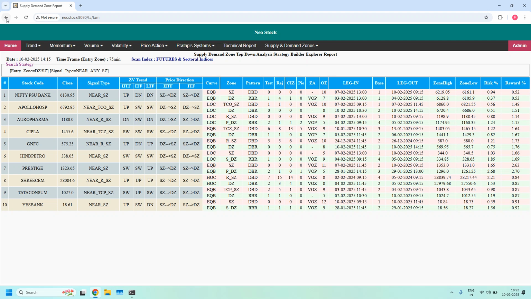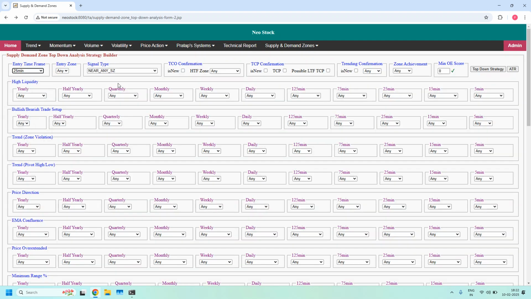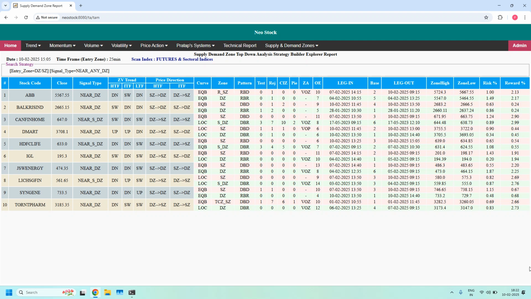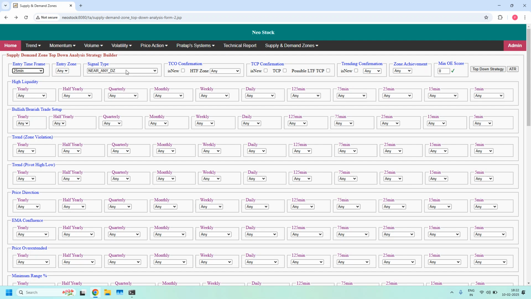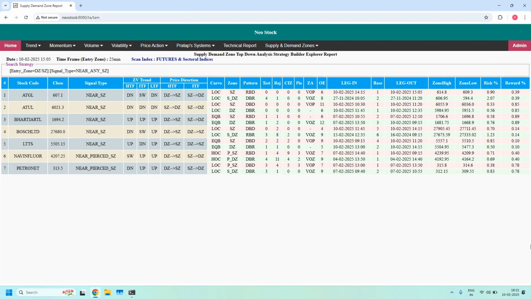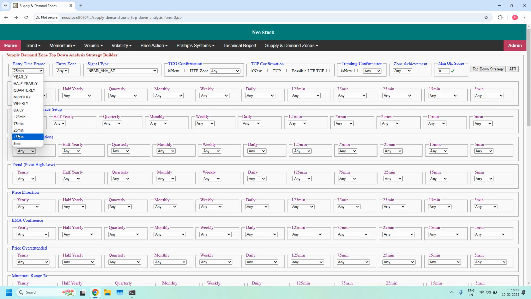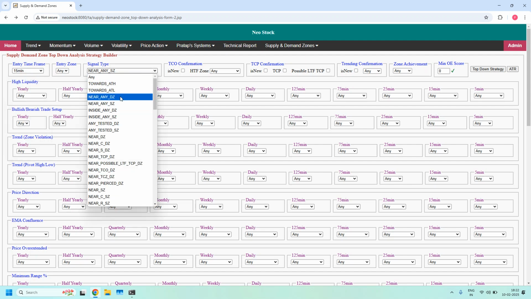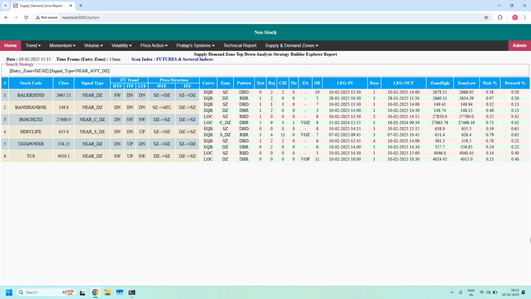Okay, next time frame is 25 minutes. Stocks near 25 minutes demand zone, we got 10 stocks. Next 25 minutes time frame, stocks near 25 minutes supply zone, we got 7 stocks. Okay, next time frame is 15 minutes. Stocks near 15 minutes demand zone, we got 6 stocks.